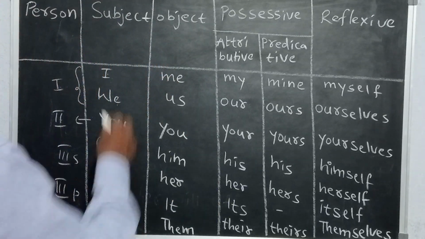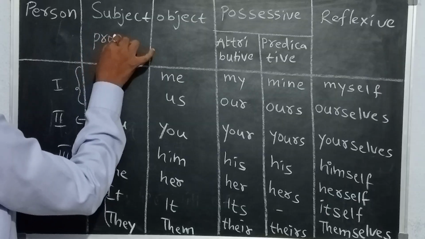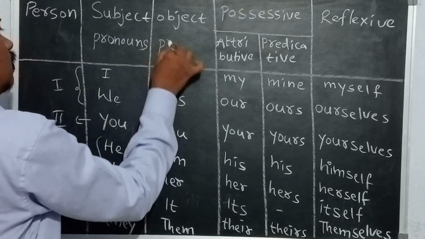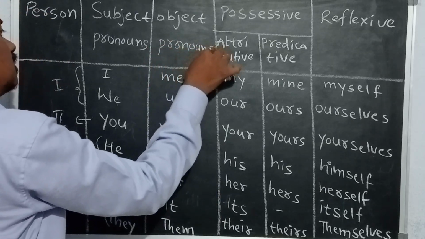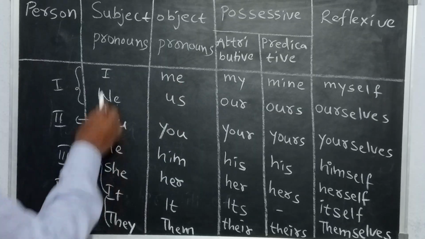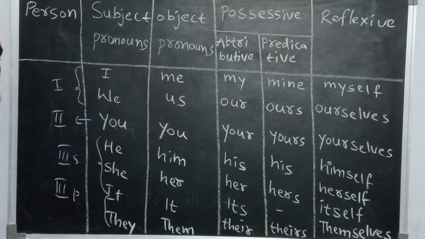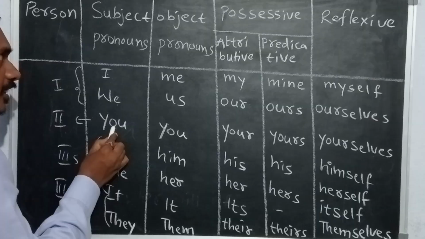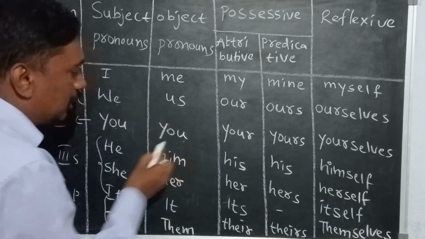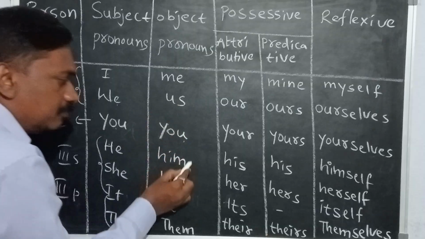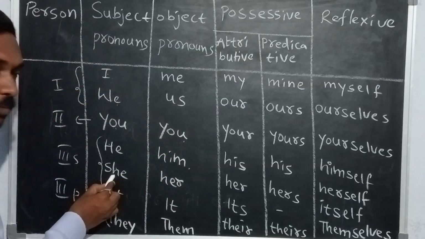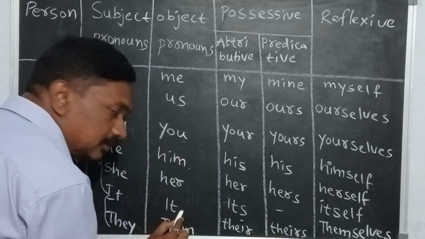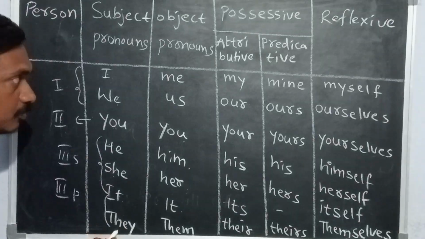And these 7 pronouns are known as subjective pronouns. Then objective pronouns. Objective pronouns are: me, objective pronoun, I, subjective pronoun. Us, objective pronoun, we, subjective pronoun. You, again objective pronoun, you, subjective pronoun. Him, objective pronoun, he, subjective pronoun. Her, objective pronoun, she, subjective pronoun. It, objective pronoun, it, subjective pronoun.